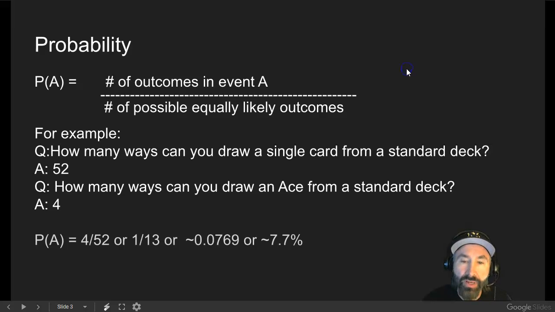All right, so if we wanted to answer the question, what's the probability of drawing an ace from a standard deck of cards? We would take the number of outcomes for the event drawing an ace, and that would be 4, and we would put that out of the number of possible equally likely outcomes, which for drawing one card from a deck would be 52 possible outcomes. So 4 over 52 would give us the probability. And we could represent that probability as a reduced fraction, or as a decimal, or as a percent.